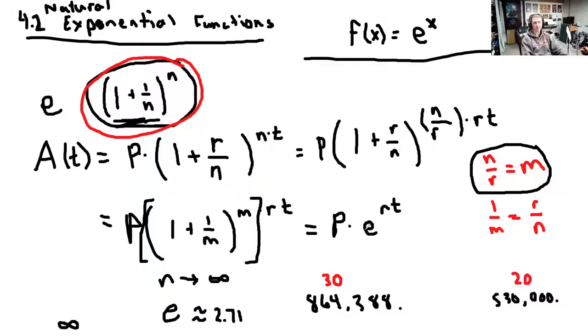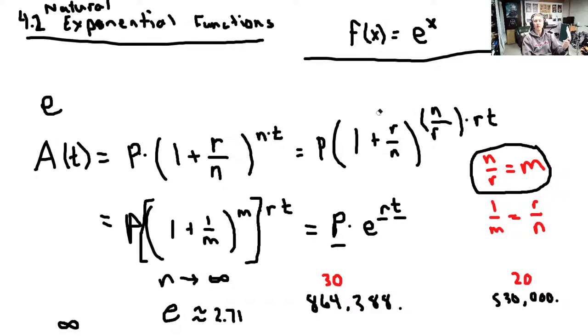This corresponds to the situation of having an investment of P dollars at some interest rate r invested for t years, where every instant of every day it's compounded. The interest rate is essentially divided over every single instant in a year, and then it compounds on itself throughout the year. This is continuous interest, and it's described through this natural exponential function.